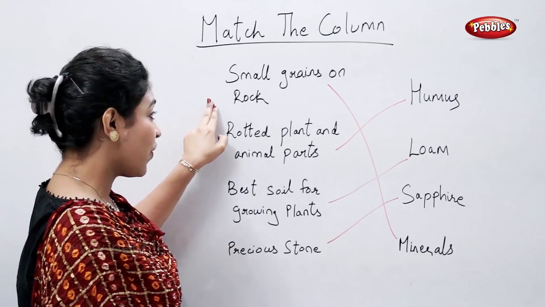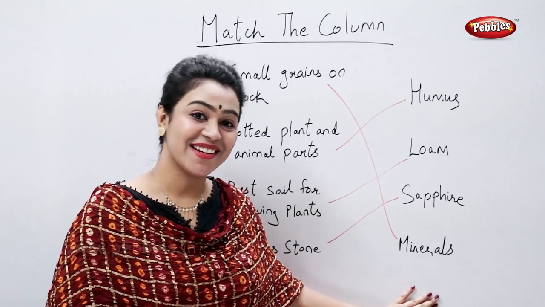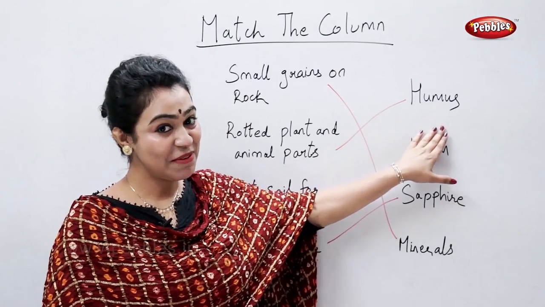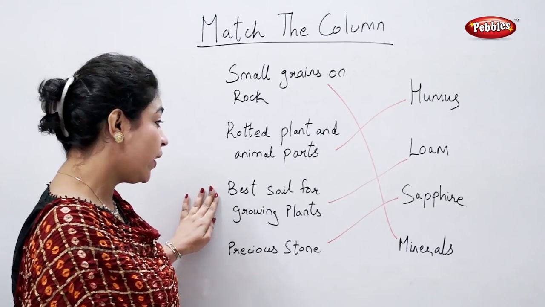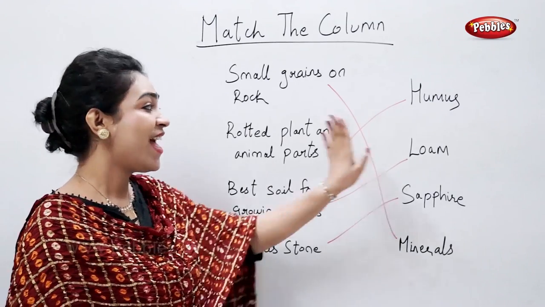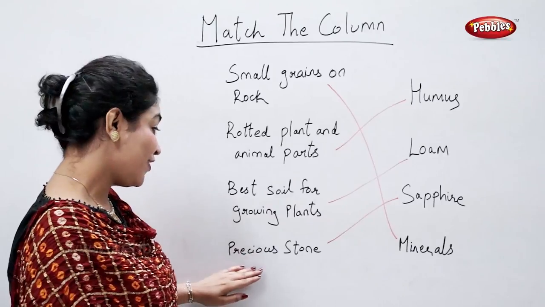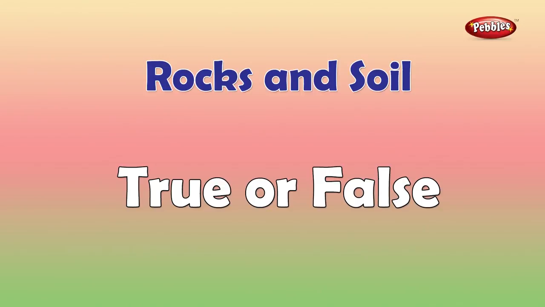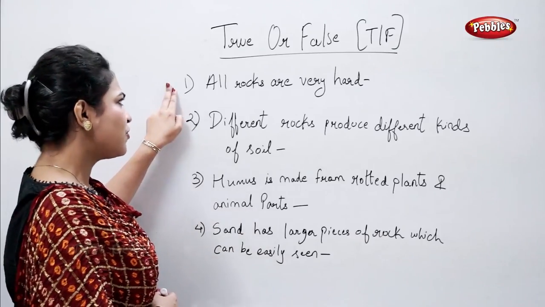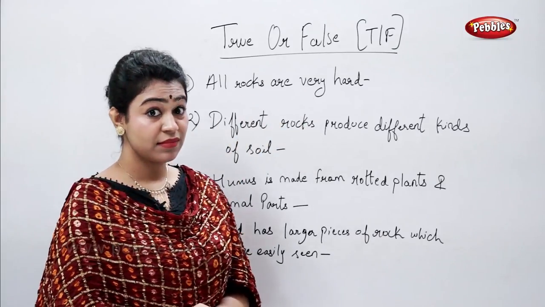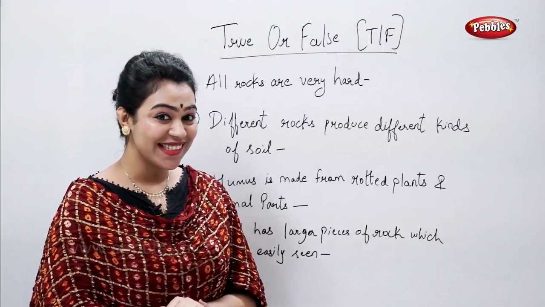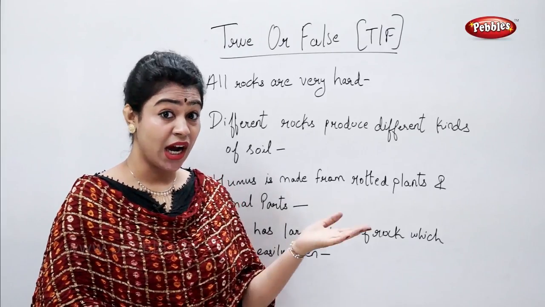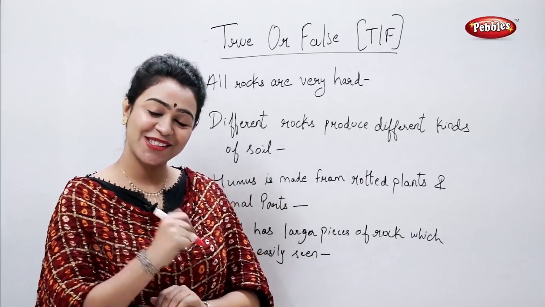Small grains on rock are called minerals. Rotted plant and animal parts, humus. Best soil for growing plants, loam. Precious stone, sapphire. True or false? All rocks are very hard. Is it a true or a false? False. Some rocks are hard, whereas some rocks are soft.